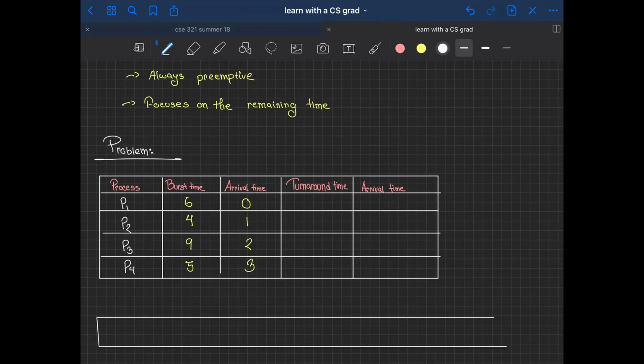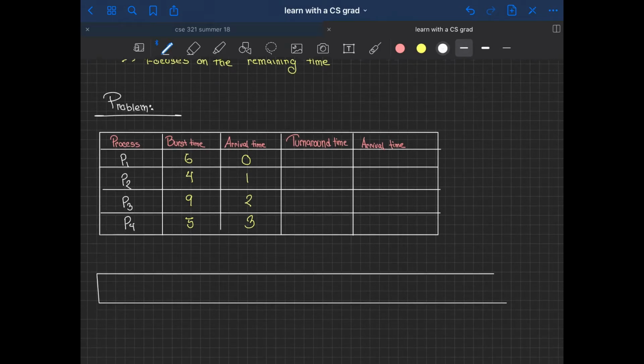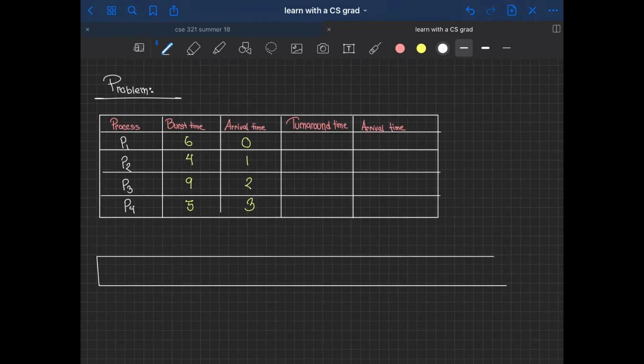So initially we have process P1, which comes at the 0 second. P1 works for, let's say, 1 second. So after 1 second, the remaining burst time would be 5 seconds. Then at the 1 second, we have another process called P2. Now P1 has 5 seconds remaining and P2 has 4 seconds remaining.